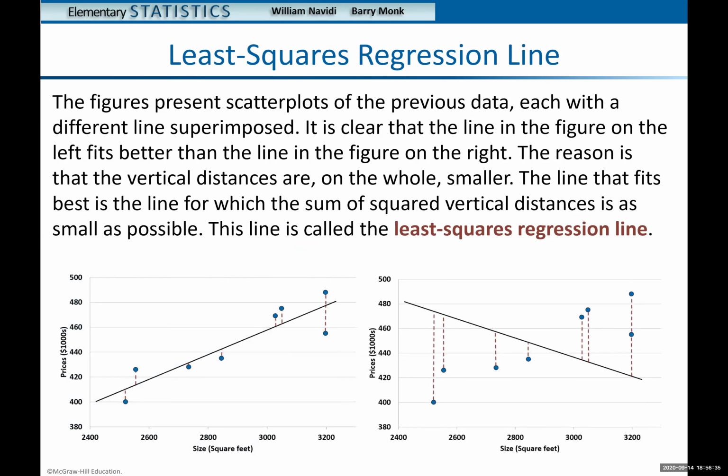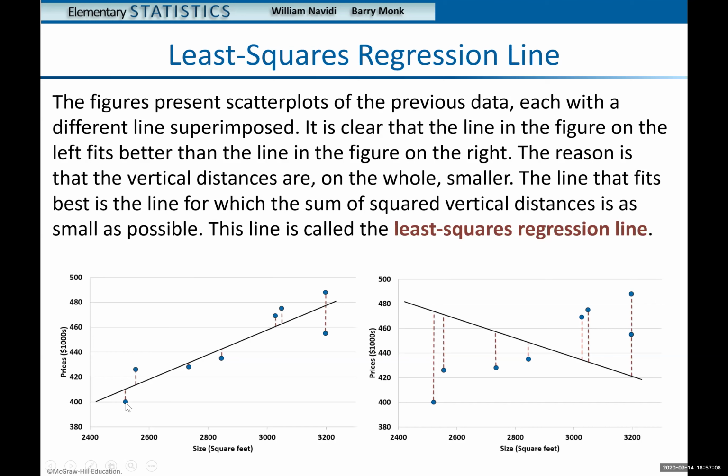So since I showed you the least squares regression line, here are some examples. Just like this one on the left side, this is our exact example, the line. The figures present scatter plots of the previous data, each with a different line superimposed. It is clear that the line in the figure on the left fits better than the line in the figure on the right. And the reason is that the vertical distances are on the whole smaller.